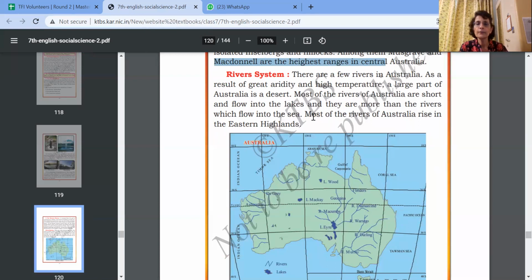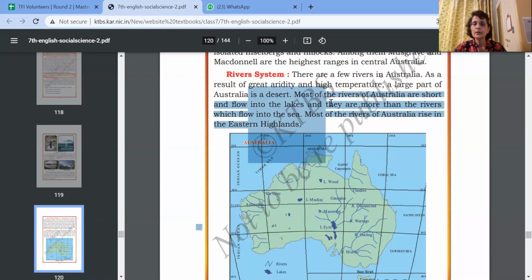So most of the rivers in Australia, they are flowing into the lakes. So this part is what we are doing just now. And so you have to remember, you just mark this, that most of the rivers flow into the lakes, and most of the rivers of Australia rise in the Eastern Highlands. So they rise in the Eastern Highland, which is somewhere here. So this is highland, na?